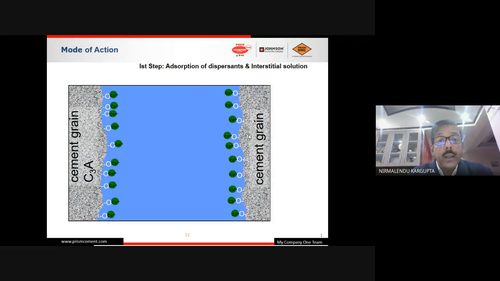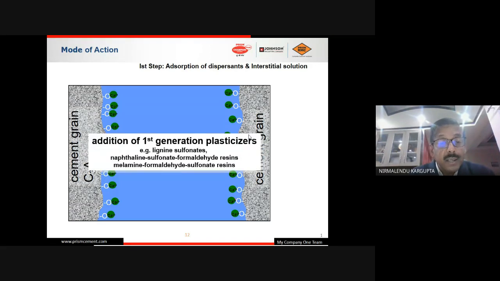Now let us go to a different diagram. First, I will show what is called adsorption and how the dispersion takes place. This is a very interesting slide. Now I am incorporating some admixture, a first generation admixture, say lignin sulfonate. When lignin sulfonate, SNF or SMF is incorporated, the blue part here is the interstitial solution. I told you the space between two cement grains is called the interstitial solution. It is filled with pore water, and some ionic species accumulate there as ions dissolve.